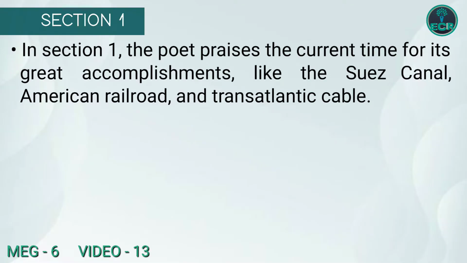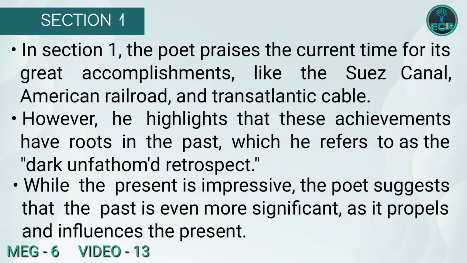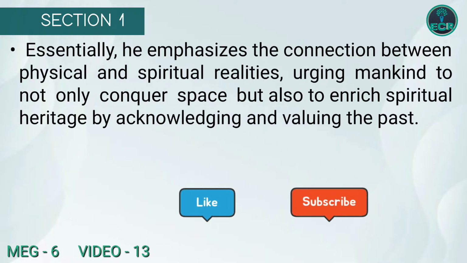In section first, the poet praises the current time for its great accomplishments like the Suez Canal, American Railroad, and transatlantic cable. However, he highlights that these achievements have roots in the past, which he refers to as the dark unfathomed retrospect. While the present is impressive, the poet suggests that the past is even more significant as it propels and influences the present. Essentially, he emphasizes the connection between physical and spiritual realities, urging mankind to not only conquer space but also to enrich spiritual heritage by acknowledging and valuing the past.